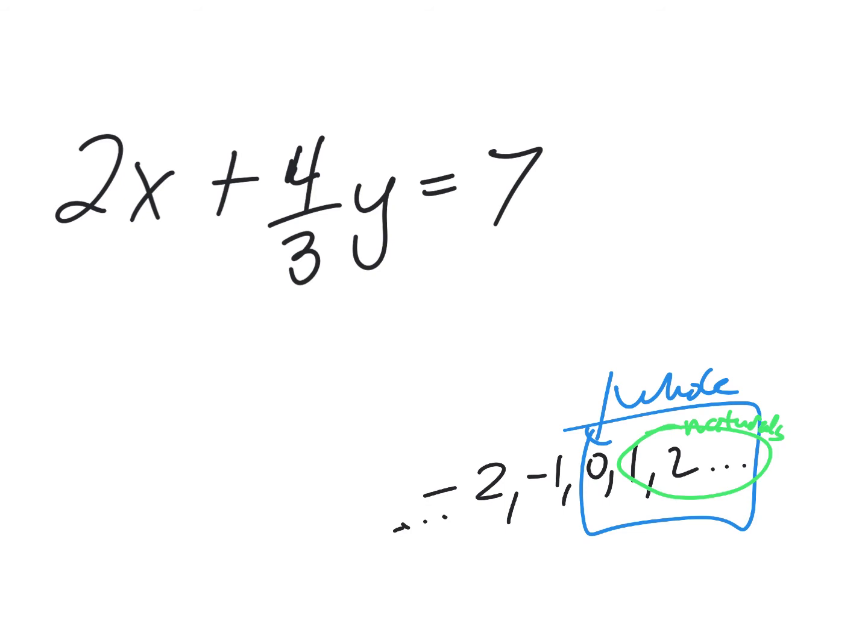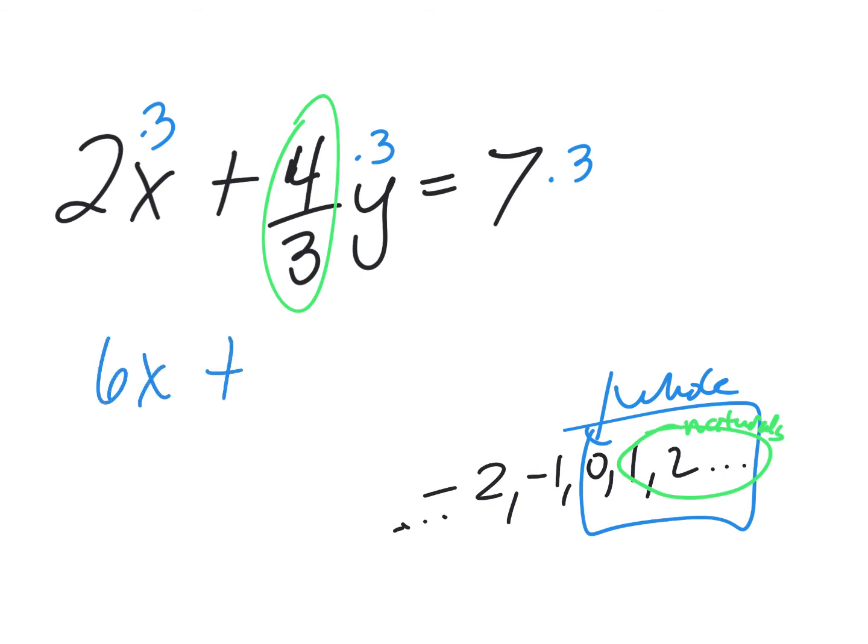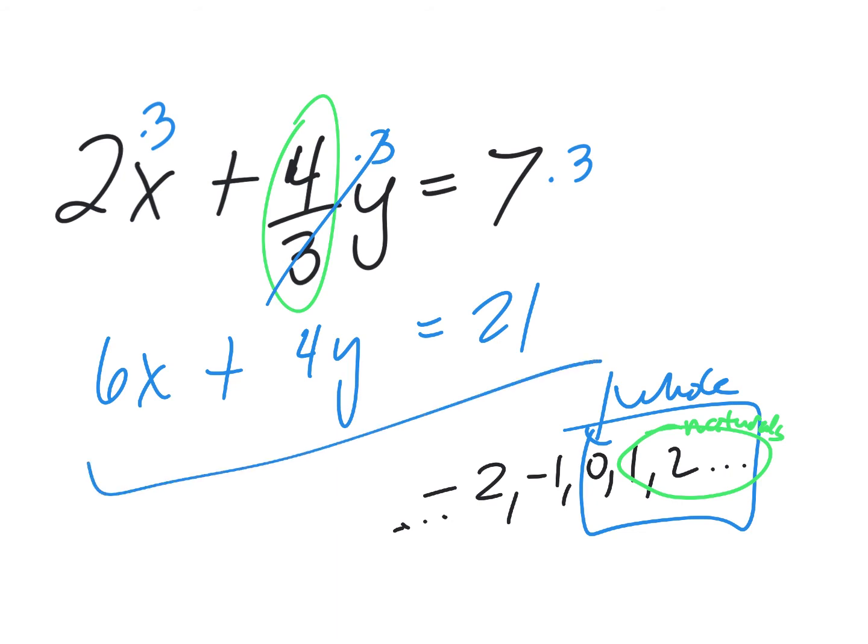Okay, so anyway, how can I get this to be a whole number? Or also be a natural number. Yes. Yes, clear the fractions. One of the things I taught you on the top 20. You times everything by 3. And now you got 6x plus 4y equals 21. Now it's in standard form. Okay, so standard form, these numbers have to be integers.